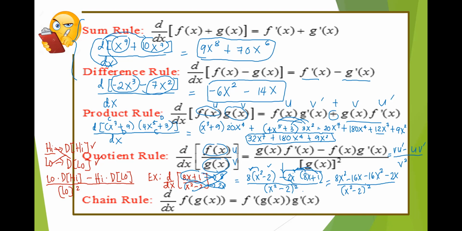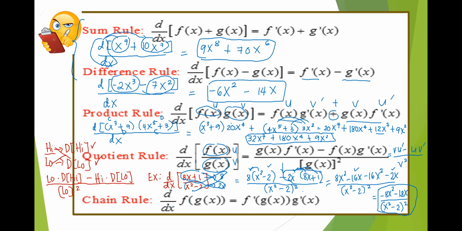We can simplify this further. Magiging siyang 8 minus 16. That will be negative 8x squared. So, negative 8x squared. The final answer for this. Negative 16, negative 2 is negative 18x. All over x squared minus 2, the quantity squared. And that becomes your final answer for the derivative of the given quotient, 8x plus 1 over x squared minus 2. Ayan. So, chain rule naman natin.